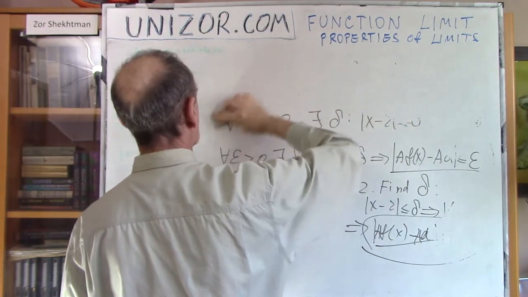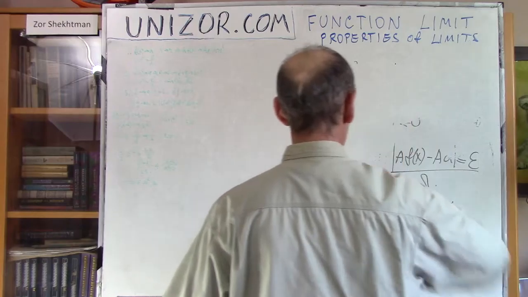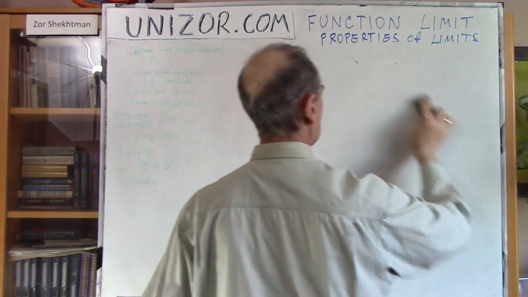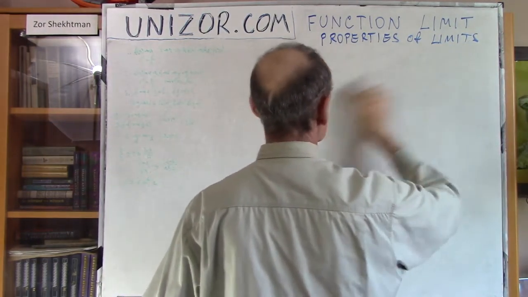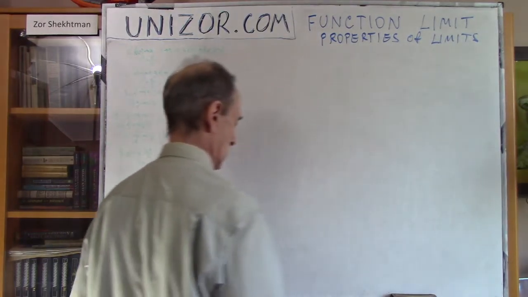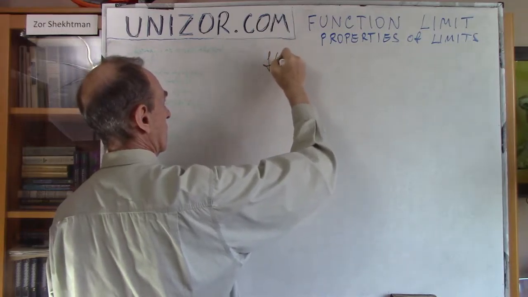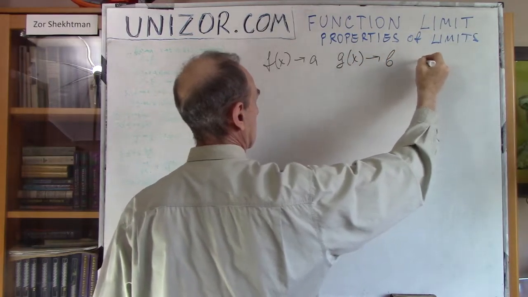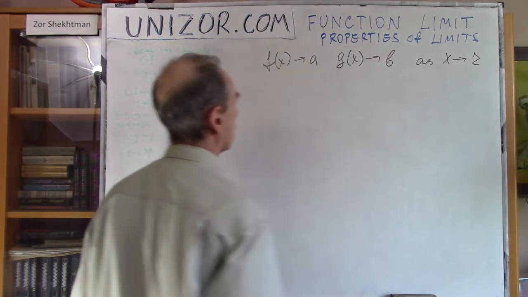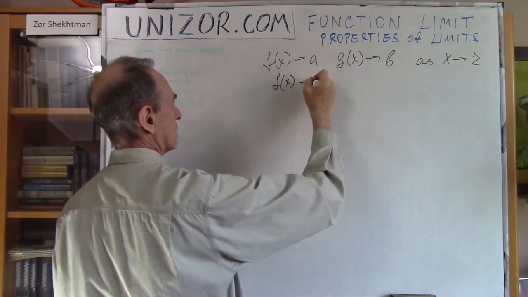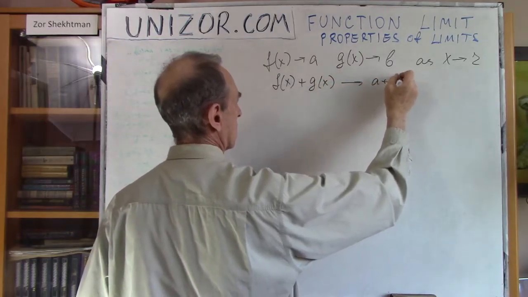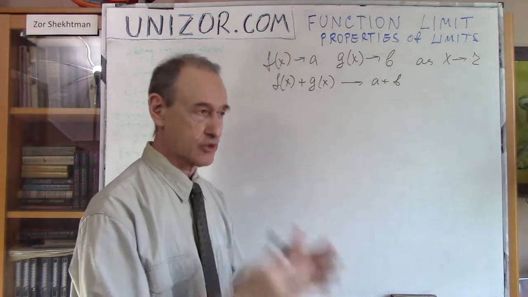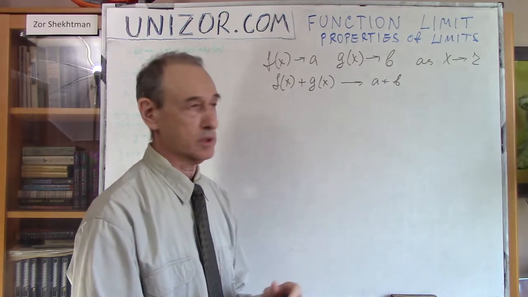Next property is, so the first one is function times constant converges to its limit times this constant. Now the second property is limit of sum of two functions, each of them converging to something as x converging to r, then I am stating that sum is converging to sum of the limits. And I will prove exactly the same way: I actually built for any epsilon, I will build delta.